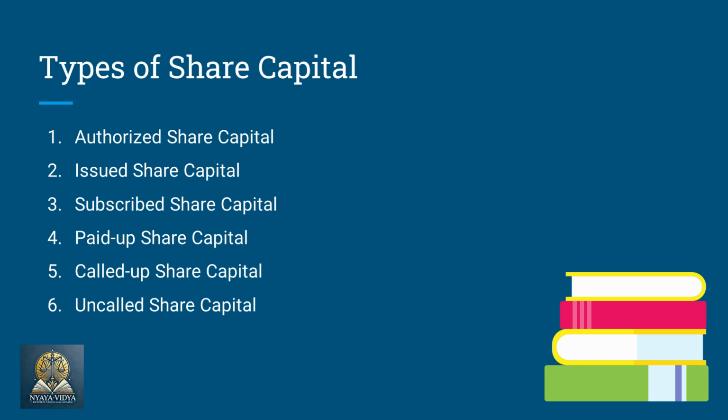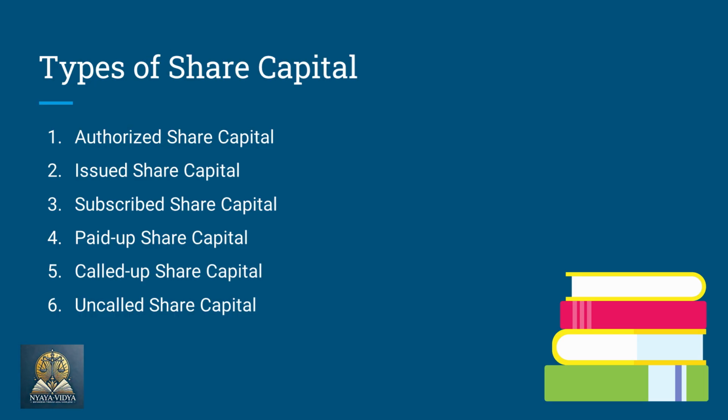And called up share capital, for example, a person A purchased 1 lakh rupees worth of shares, but he paid only 25,000. So the remaining 75,000 he is yet to pay. The company can send a legal notice or a message, an email or a letter to that person to pay the remaining money. It can be a maximum of 75,000 in our example. So this is called up share capital, the amount the company requests the shareholders to pay.